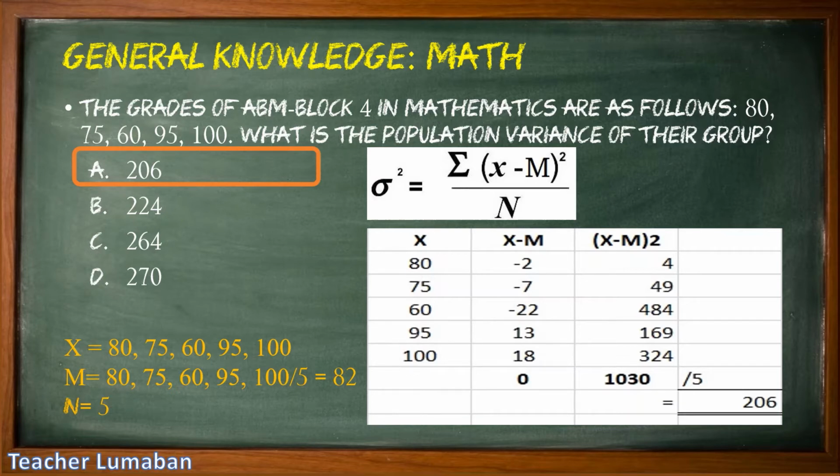Add the results, and the sum will be 1030. Divide 1030 by N, which is equivalent to 5. 1030 divided by 5 equals 206. The population variance of ABM Block 4 is 206.